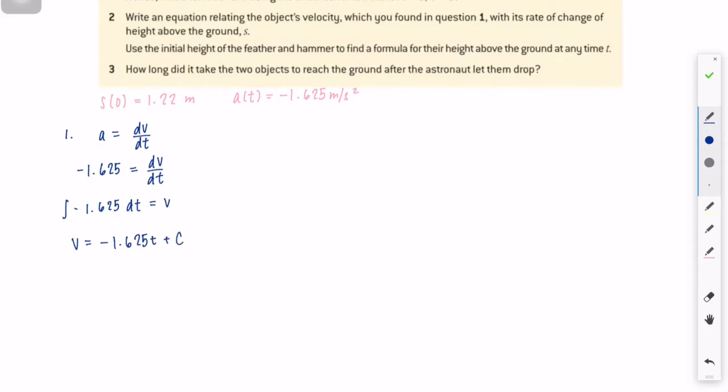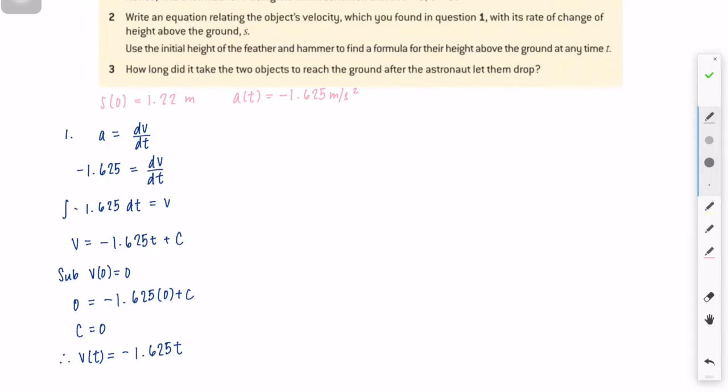Now we can sub in when v of 0, we get 0. So we have 0 equals negative 1.625 times 0 plus c, meaning c is 0, and therefore v of t, the velocity function, is negative 1.625 t.